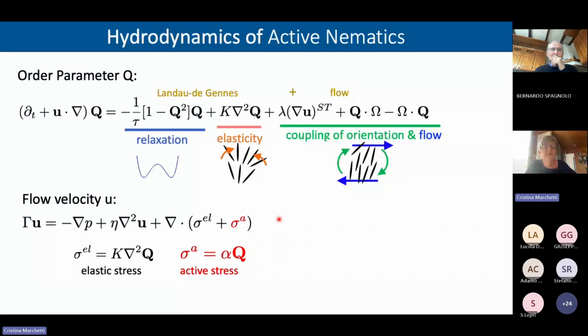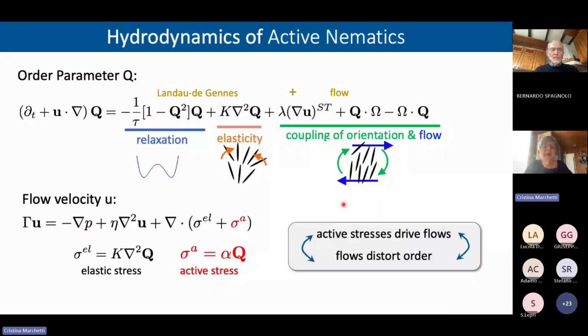So I balance friction with the substrate, with pressure gradients, viscous dissipation, and elastic and active stresses. Elastic stresses, again, are associated with this elasticity K of the liquid crystal. And the active stresses come from these force dipoles that I mentioned earlier. So the key point of these equations is that there is really a feedback between flow and orientation. Active stresses, which come from distortion of the order, such as defects, act as a source for flow, and flow distorts orientation, and the feedback between the two leads to these self-sustained dynamics, essentially.